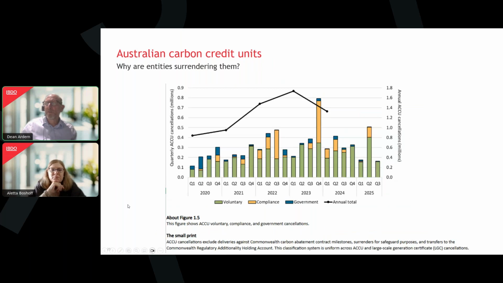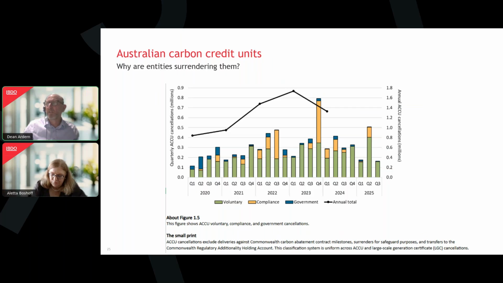This is a cool little diagram too. I thought it'd be helpful to actually look at why the entities are surrendering them. And it's interesting, you can see it's a bit all over the shop over time, but there are definitely some trends in there. The voluntary surrendering obviously is steadily the most significant way in which entities are using ACCUs over time.